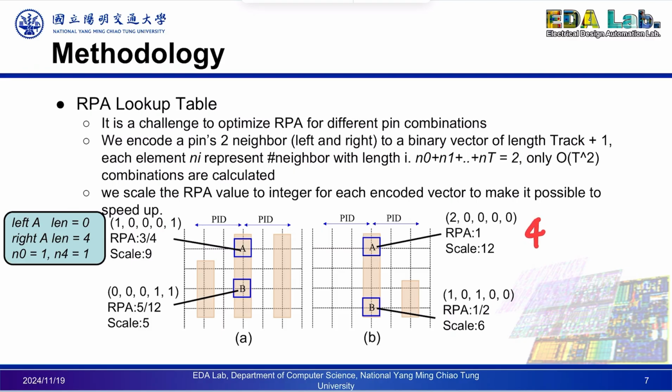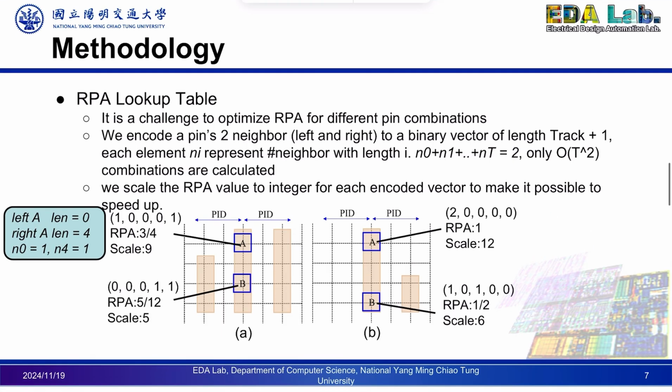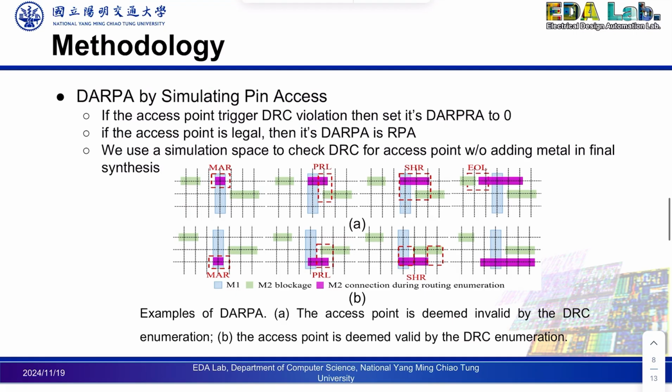If we use 4 tracks, then the scalar will be 12. If we use 3 tracks, the scalar will be 6. Okay, and let's go to the DRC aware RPA.